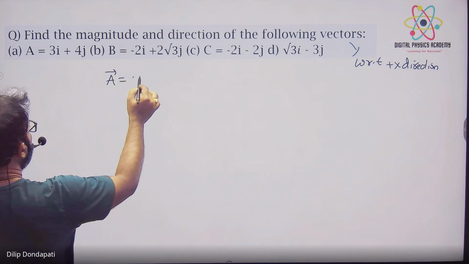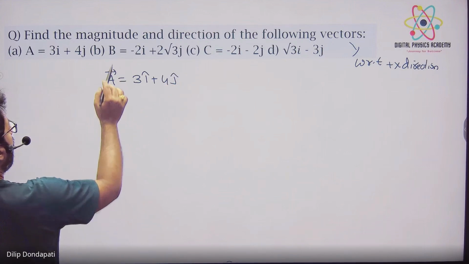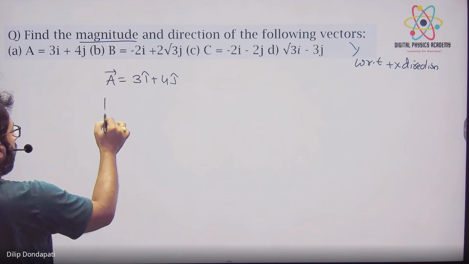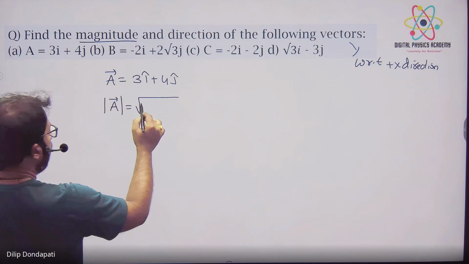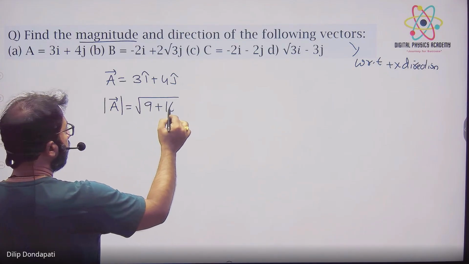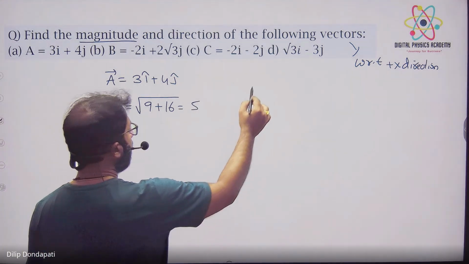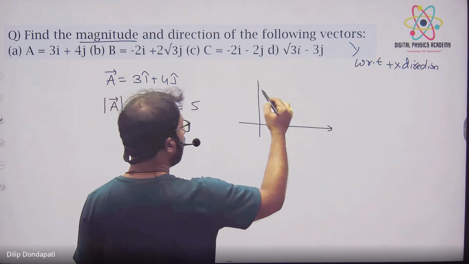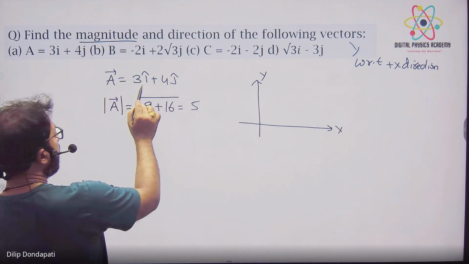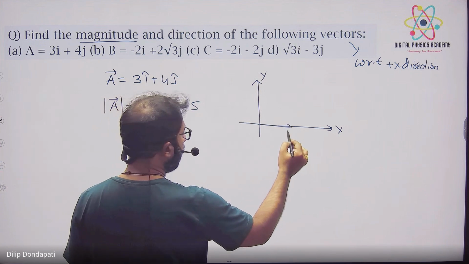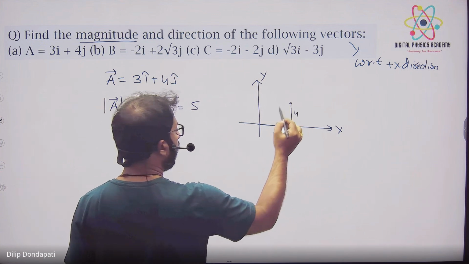A vector is given as 3i cap plus 4j cap, right? I tell the fact magnitude. Magnitude is mod. Mod A vector का कितना है? Tell me. Under root, 9 plus 16, right? It is 5. You got magnitude, right? So if I want to find direction, that too with respect to x-axis, positive x direction के साथ वाला I want. 3i cap means x direction में 3 it went and y direction में 4 it went. Okay, this is the vector, right?